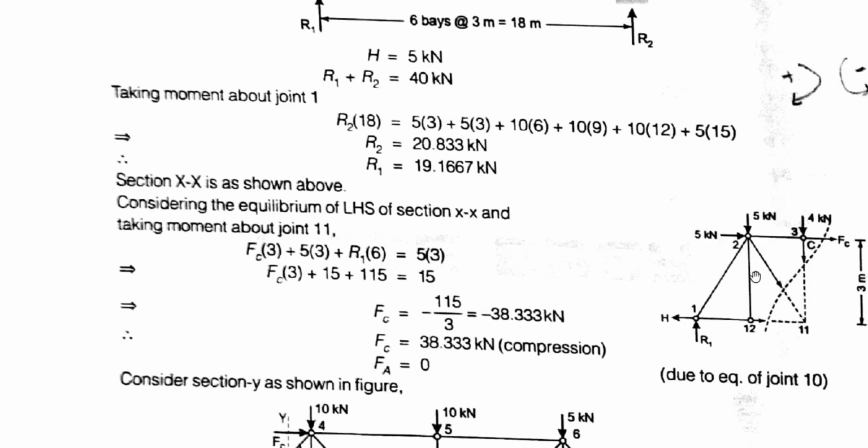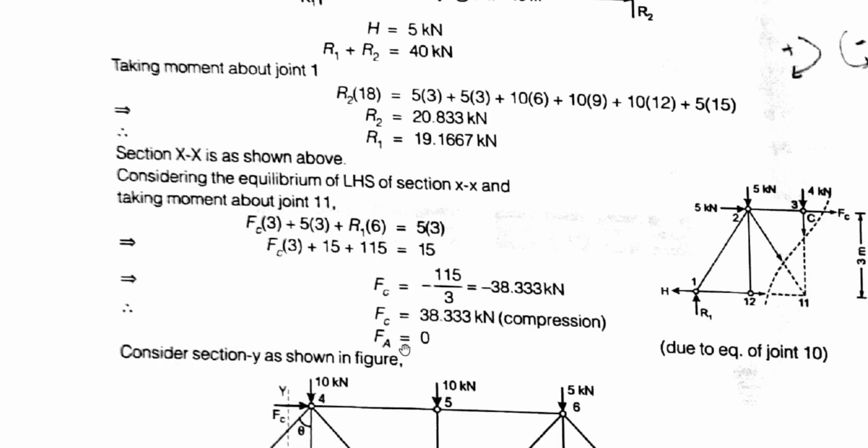So all the forces are to be considered for taking moment about joint 11. By taking the values, this is clockwise and this 5 kilonewton is clockwise. R1 is also clockwise and this 5 kilonewton is anti-clockwise. That's why this is equal to the right side portion. So it is 5 into 3 distance. By this way, FC value will be minus 115 upon 3, which is minus 38.33 kilonewton. Minus means it is in compression in nature.